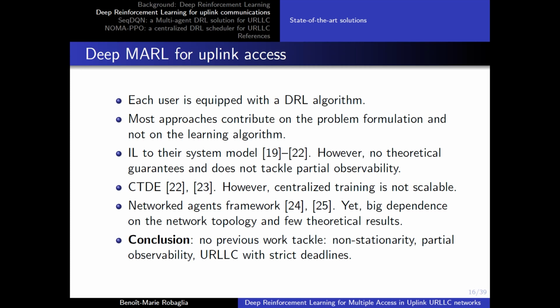Then for centralized training and decentralized execution, there are also a few approaches with this. The problem is that it's not scalable because of the centralized training. And for the networked agent frameworks, there is also some previous work. But here there is a big dependence on the network topology, as you can imagine, because it depends on the neighbors and it's hard to generalize, because we would like to do Monte Carlo and sample a lot of network topologies and average everything. But as it's very long to train reinforcement learning agents, this is in general not possible. So most of the previous works don't tackle non-stationarity and partial observability, and they do not tackle URLLC with strict deadlines, as we are going to do.